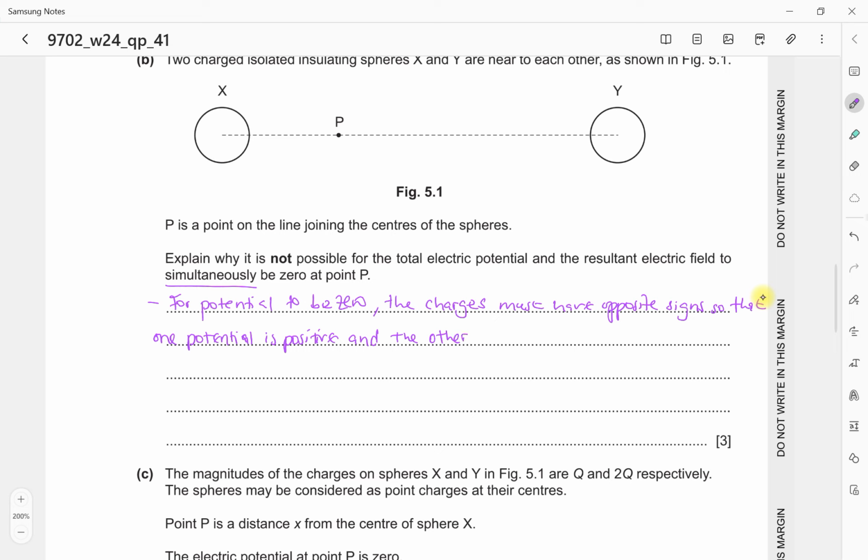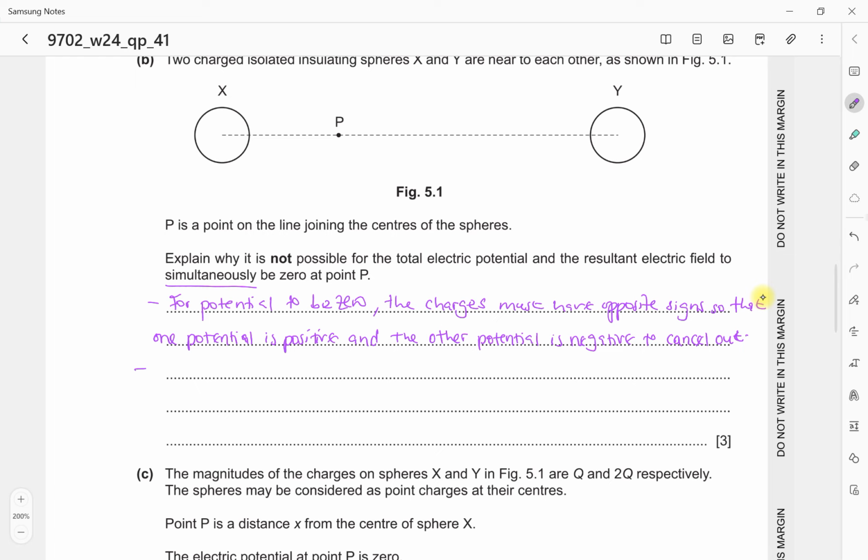And the other potential is negative 2 to cancel out. That's number one. Number two, they said explain why. So for potential to be zero, the charges must have opposite signs so that one potential is positive and the other potential is negative to cancel out.